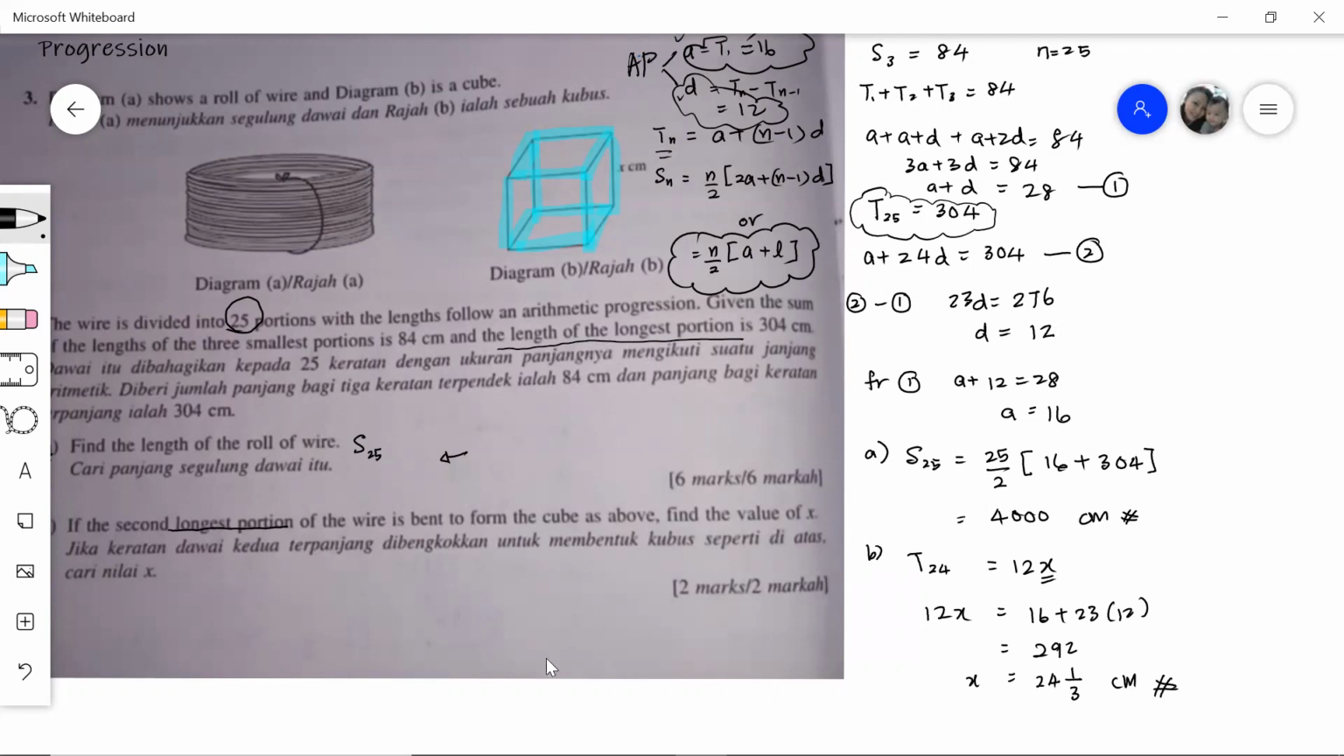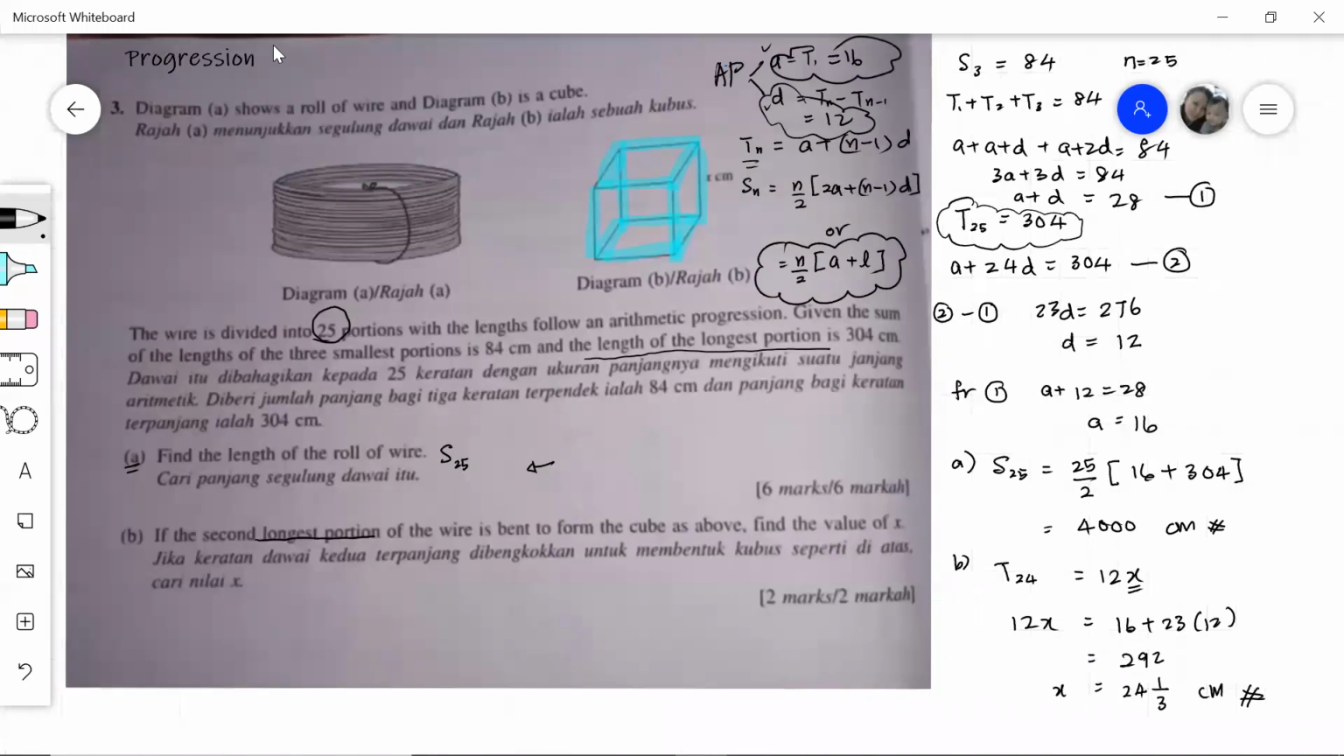So with that, we have solved the question. We have found the answer for this question.